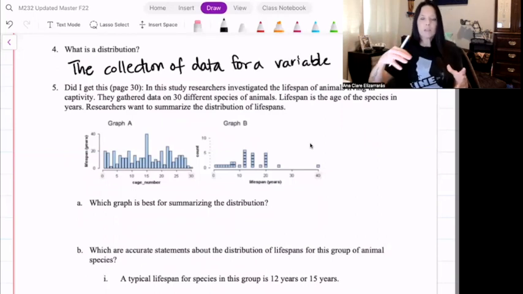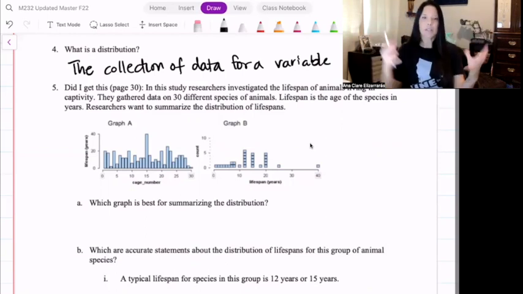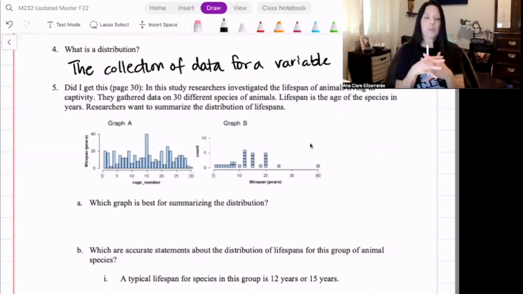I don't mean collection as in getting. I'm not collecting things. I mean collection as in I have a collection of shoes. The collection is the group of data that we have for a variable. So what are all of the numbers that we have for the calories? What are all of the numbers that we have for sodium? What are all of the different options for target? That would be the distribution that we're talking about.